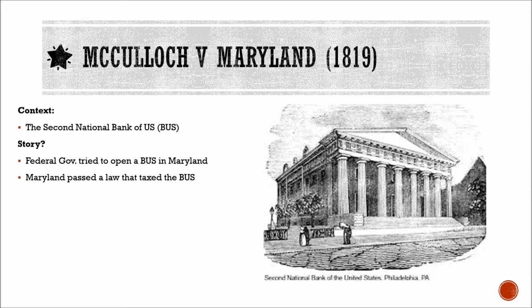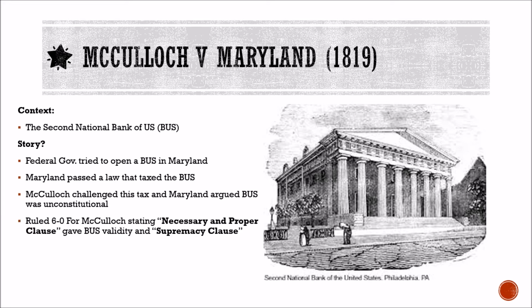In court, there are 2 things that get argued. McCulloch, who's on the side with the federal government, argues that a state can't tax something produced by the federal government. Maryland, on the other hand, argues that a Bank of the United States was unconstitutional in the first place. So guess what? With the court's newfound power of judicial review, they had the ability to make a decision on both claims. So how did the court rule?